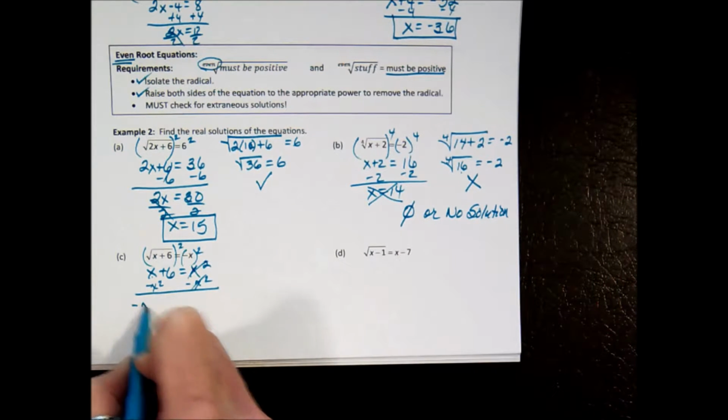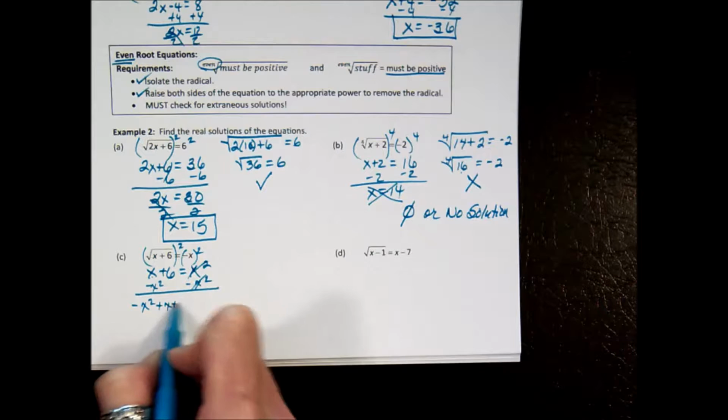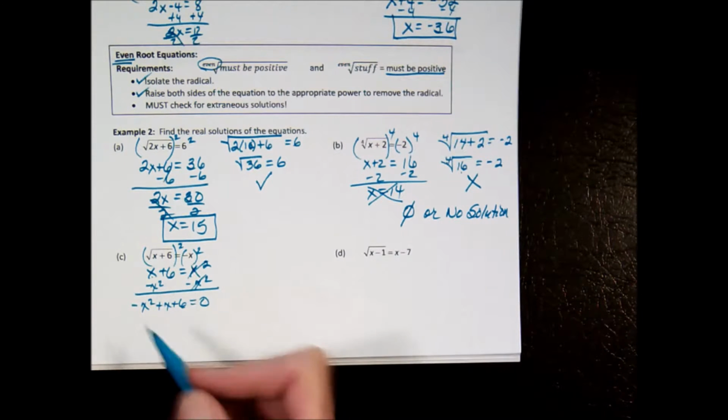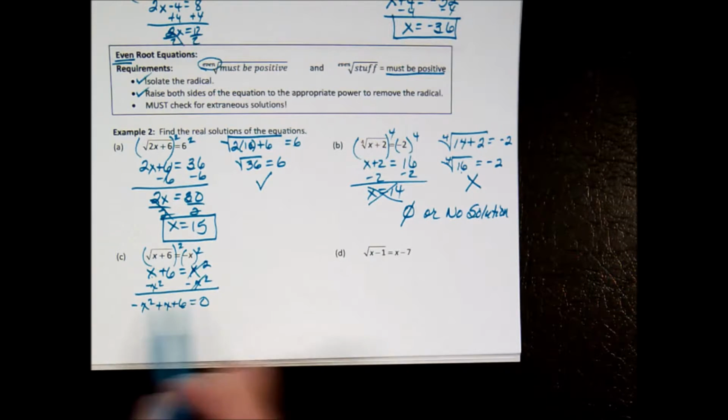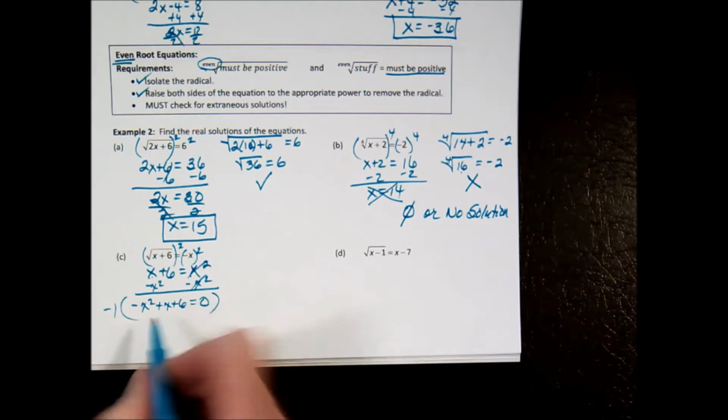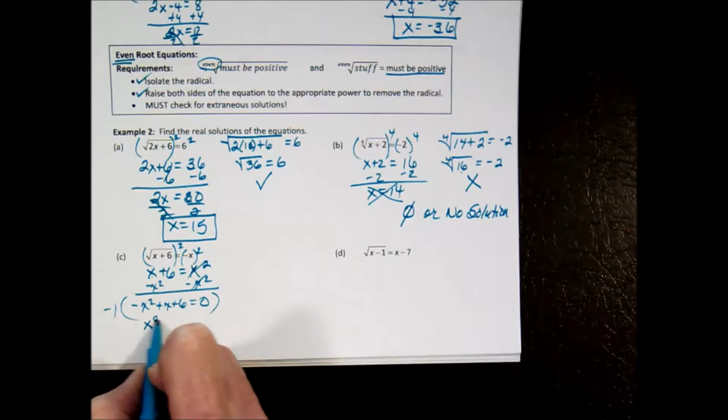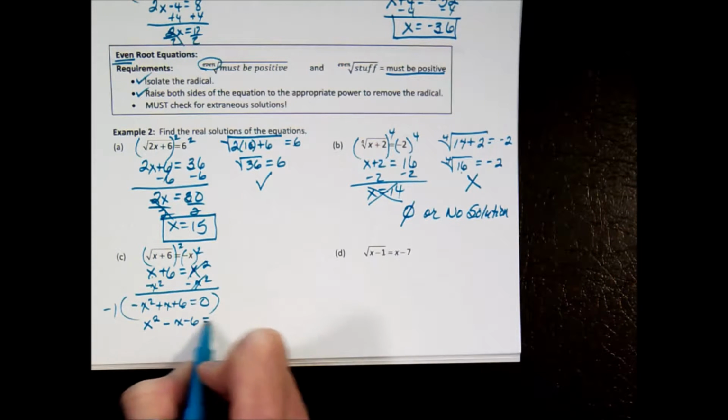So negative x squared plus x plus 6 equals 0. And we talked before, if your squared term is negative, multiply everything by -1. That will change the sign. So x squared minus x minus 6 equals 0.